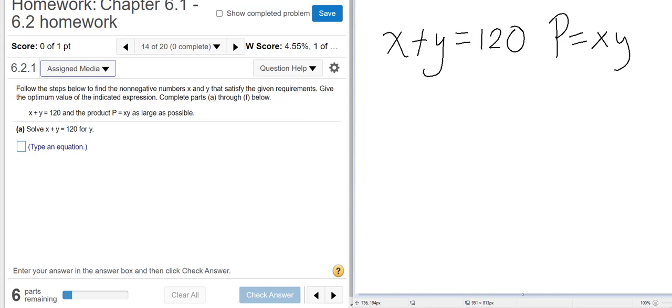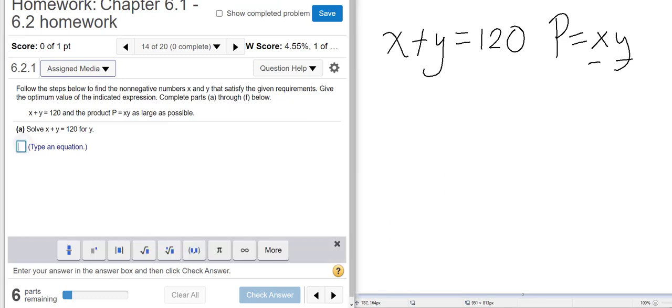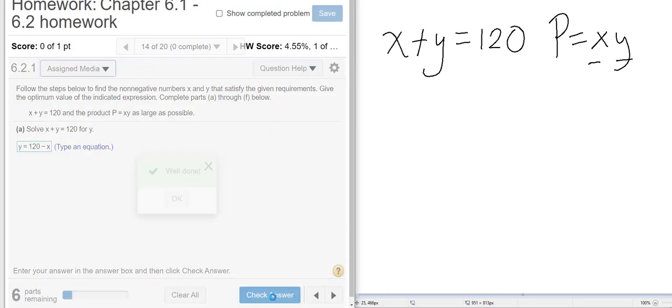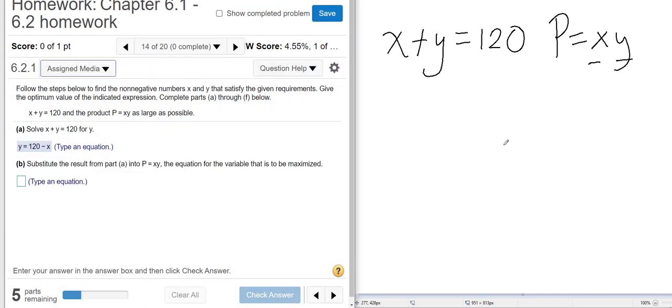Let's say we have 120 feet of fence, and we want to know what is the maximum area. So the first thing they tell us we need to do is solve the first constraint for y. So y equals 120 minus x. So what we're trying to do is get our equation in terms of one variable only. So we have two variables and two constraints, so we need one equation though.